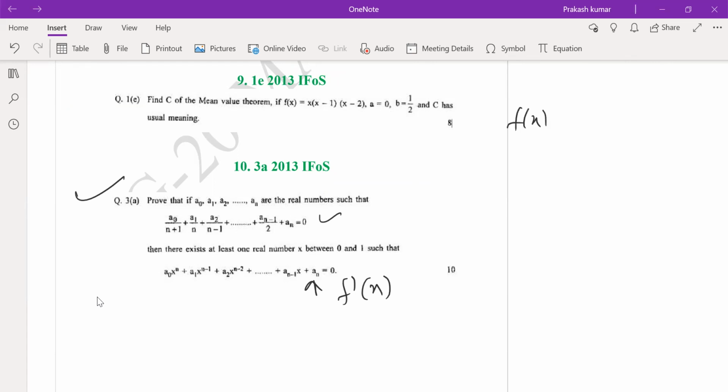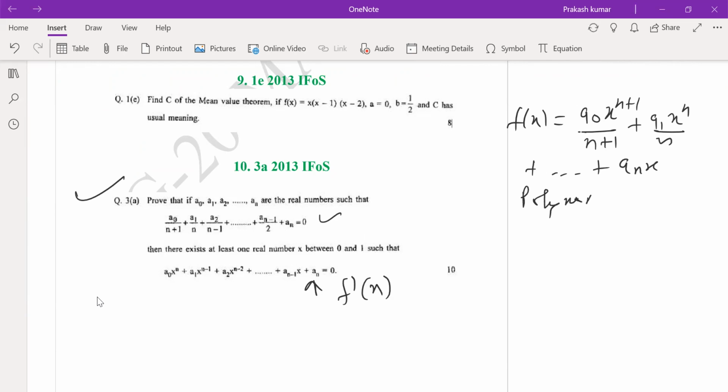So f(x) will be a naught x to the power n plus 1 upon n plus 1, plus a1 x to the power n upon n, and so on, plus an x. This is a polynomial function. Therefore, it will be differentiable and continuous. So the first two conditions for Rolle's theorem are satisfied.